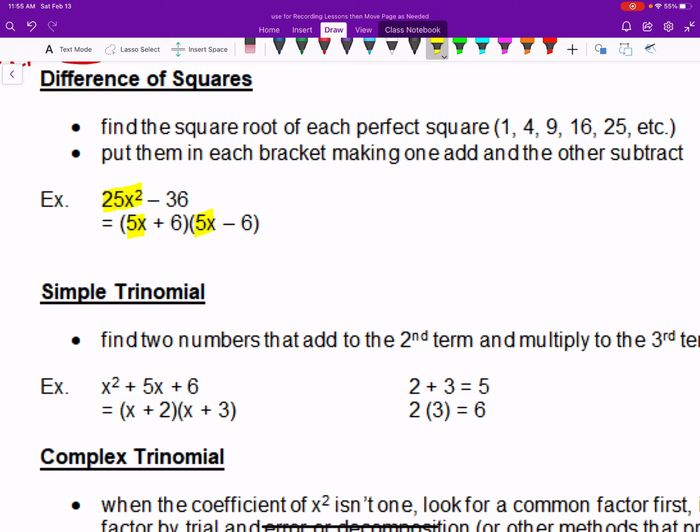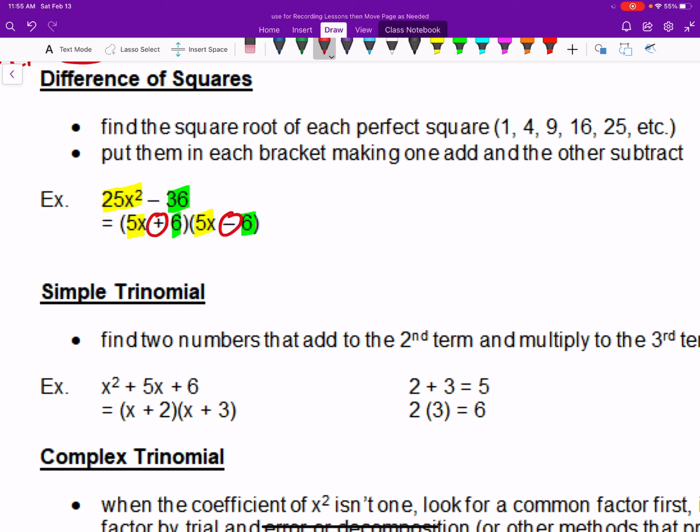And whatever the first number is goes at the front of the brackets. And then I take the square root of 36. That's 6. I write that at the back end of each pair of brackets. And then as far as the middle signs go, you're always going to have one be positive and one be negative.